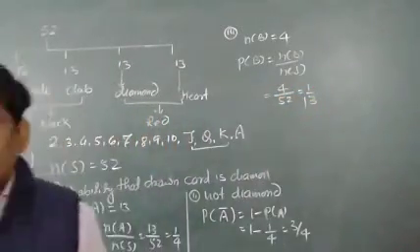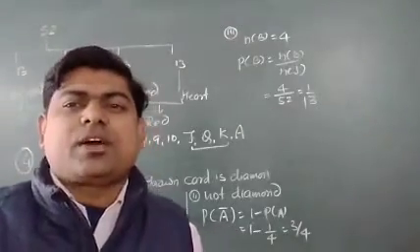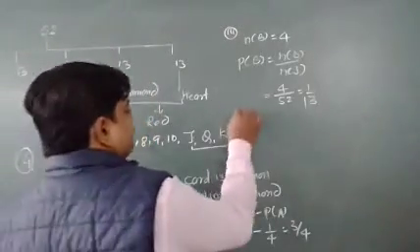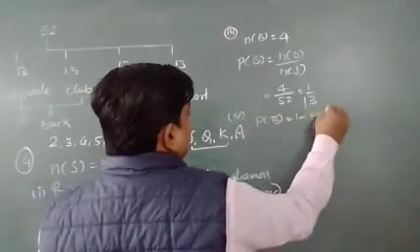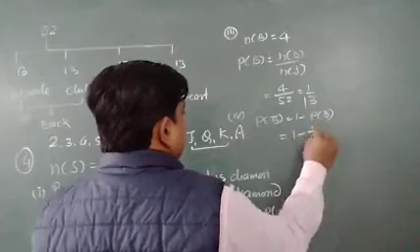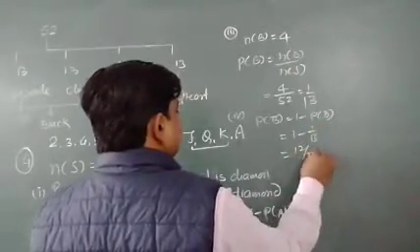And the fourth part is there, not an ace. Again I can write, this is the fourth part, probability of B bar is equal to 1 minus probability of B, 1 minus 1 upon 13, it is equal to 12 upon 13.